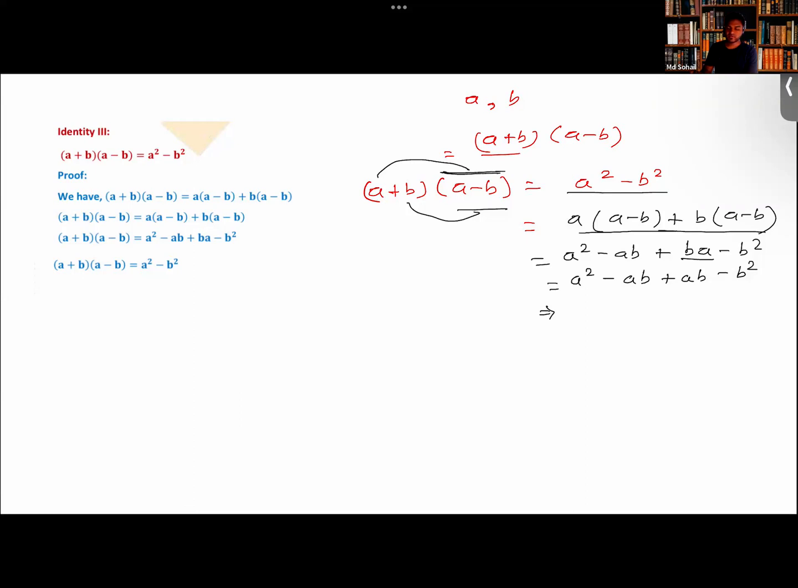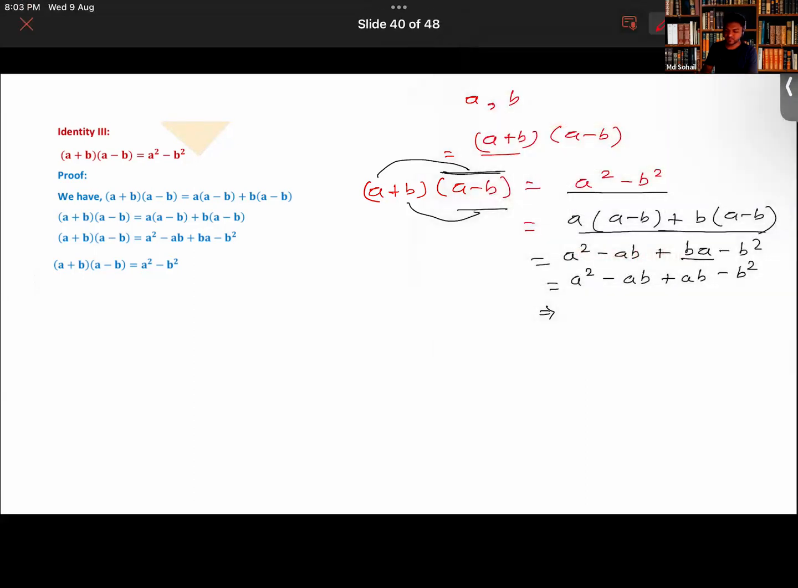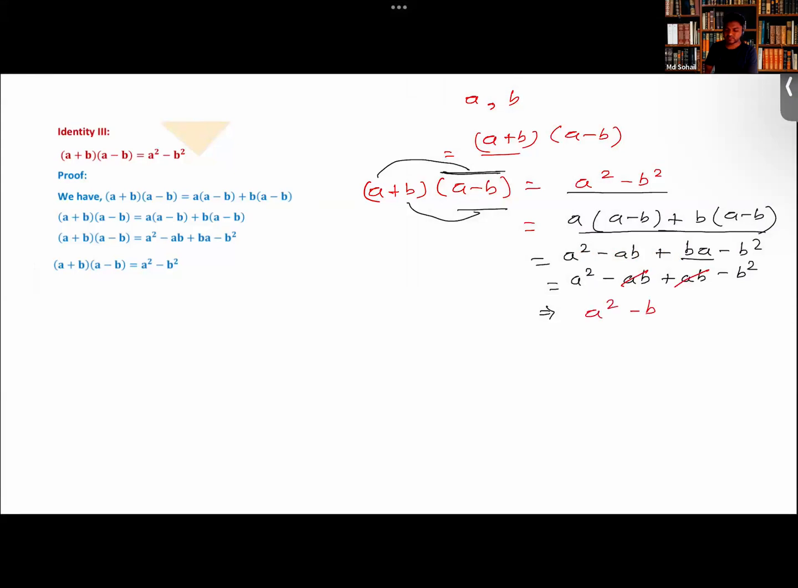Arhan, which values are going to get cancelled here? Plus ab and minus ab. So these values will be cancelled here. We are left with a square minus b square.